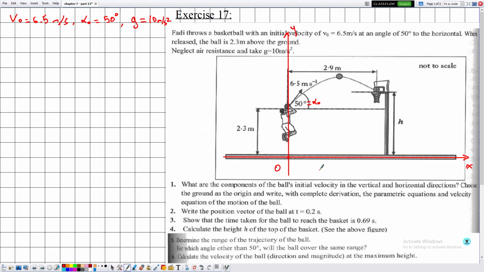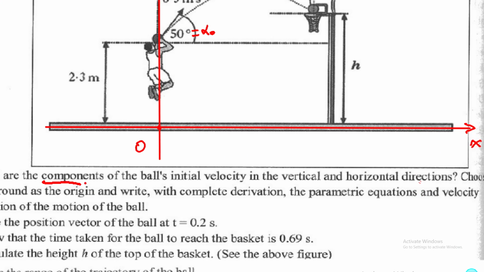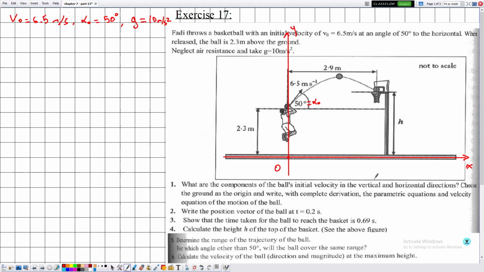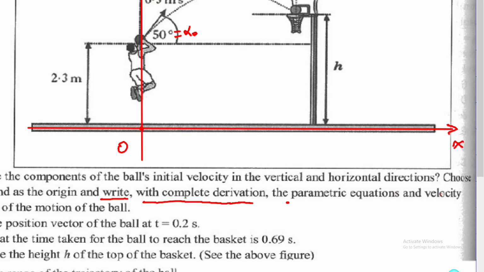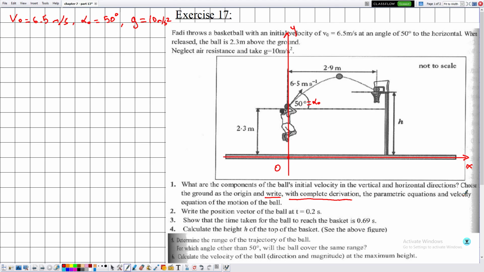Now let's refer back to the question. In number 1, they are asking what the components of the ball's initial velocity are in the vertical and the horizontal direction. So this is v0, and they are asking me about v0x and v0y. Then they are telling me to write with complete derivation, so we need to derive everything from scratch: the parametric equations and the velocity equation of the motion of the ball. The moment they mention the parametric equations, we write the position, the velocity or the speed, and the acceleration. First, let me start with the components v0x and v0y.